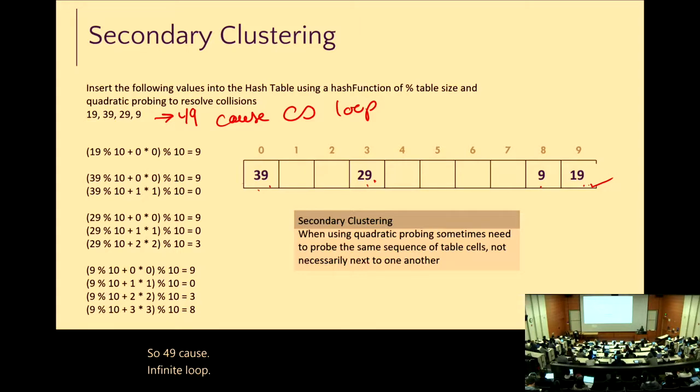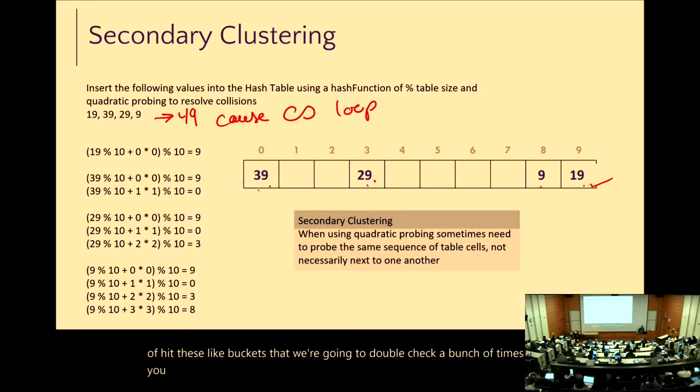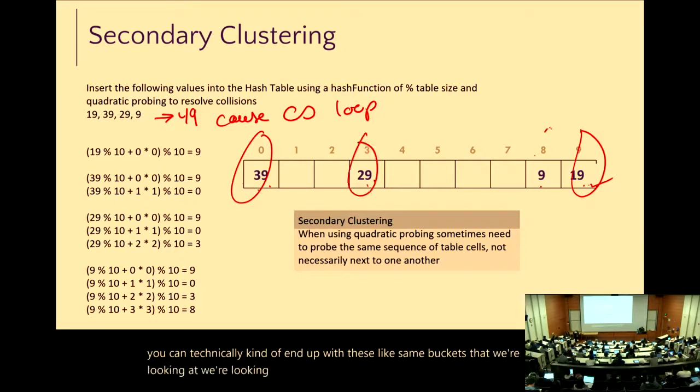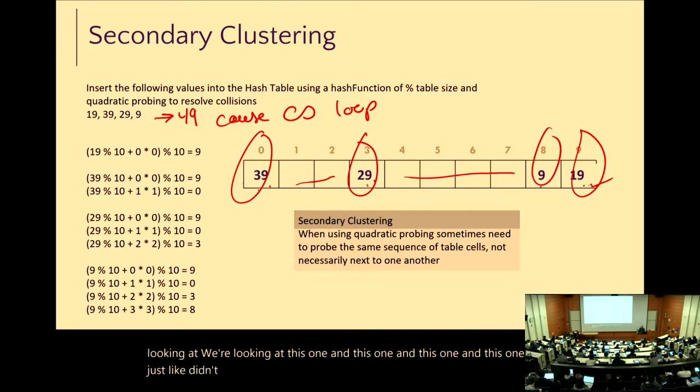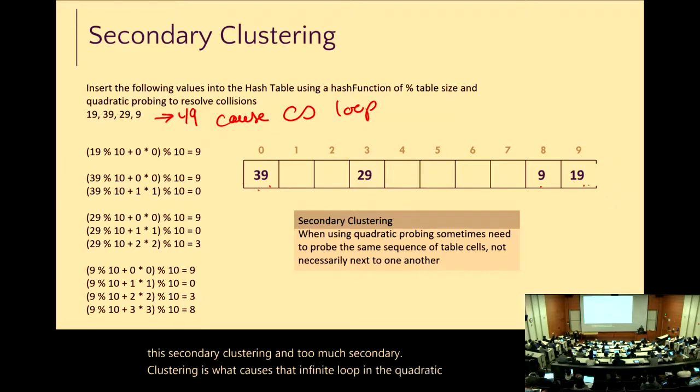This also technically counts as what we would call secondary clustering, just to give you another terminology for this. This is because we are starting to hit these buckets that we're going to double check a bunch of times. So you can end up with these same buckets that we're looking at. We're looking at this one and this one and this one and this one. We just didn't even look at any of these buckets. So technically we would call this secondary clustering, and too much secondary clustering is what causes that infinite loop in the quadratic probing situation.